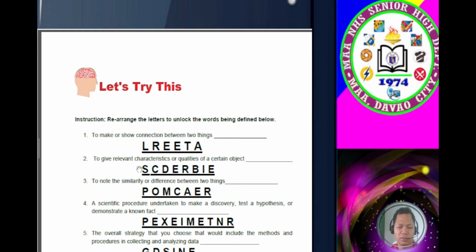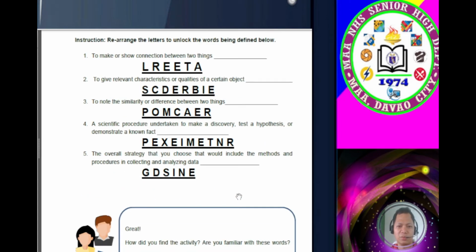Number 3, to note the similarity or difference between two things. What's your answer? Correct, compare. Number 4, scientific procedure undertaken to make a discovery, test hypothesis, or demonstrate a known fact. What's your answer? Correct, it is experiment. Number 5, the overall strategy that you choose that would include the methods and procedures in collecting and analyzing data. What's your answer? Correct, it is design.